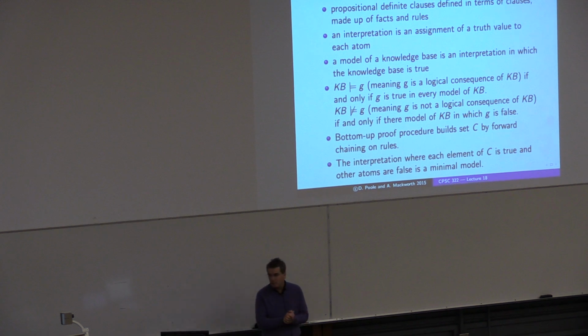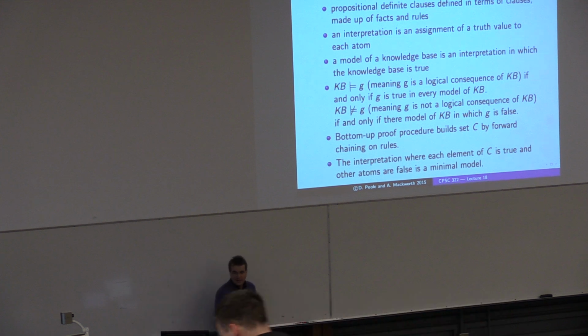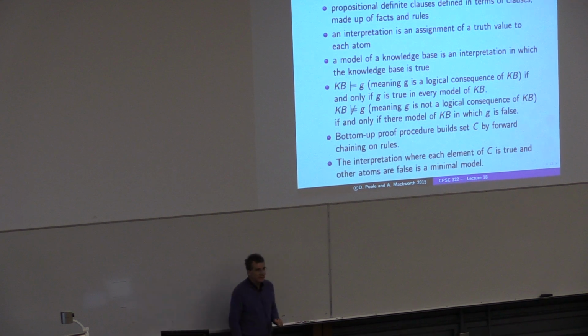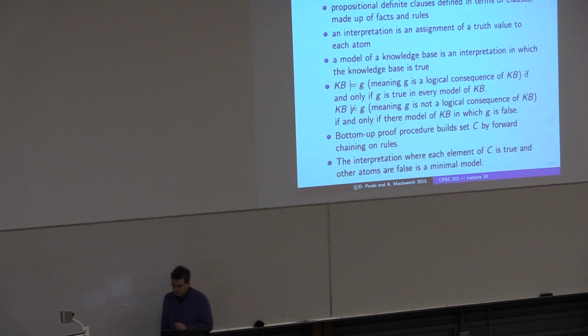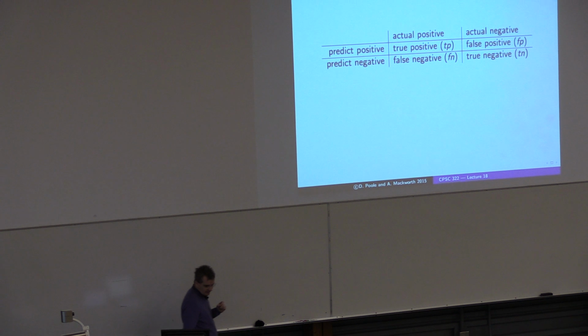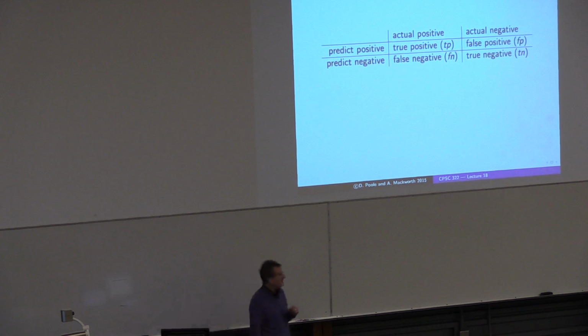And we have a bottom-up proof procedure, which effectively did forward chaining on the rules. We ended up having this minimal model where each element of C is true and all others are false. That's what we used to show that this was sound and complete. Okay, are there any questions about what we've been doing? Okay. At the end of last time, I tried to talk about false positives and false negatives, and we got all confused, so let's revisit that.